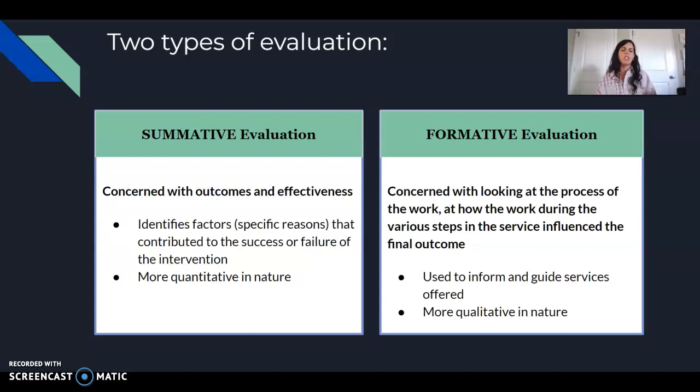where formative is looking at the process of the work and how the work during the various steps in the service influence the final outcome. So that's more of a narrative, subjective, qualitative in nature. So it might be eliciting feedback from the client. It might be just conversations you've had with them about what doesn't work. Sometimes when you're assessing symptoms, like depression and anxiety, some of that is very qualitative because you're basing the symptom severity off of what the client is sharing, so in their perception. So maybe they're having a really bad day and they are feeling more anxious on the day that you're evaluating, and so then you kind of have to backtrack and flesh that out, but you're going to get that more from the formative evaluation time.